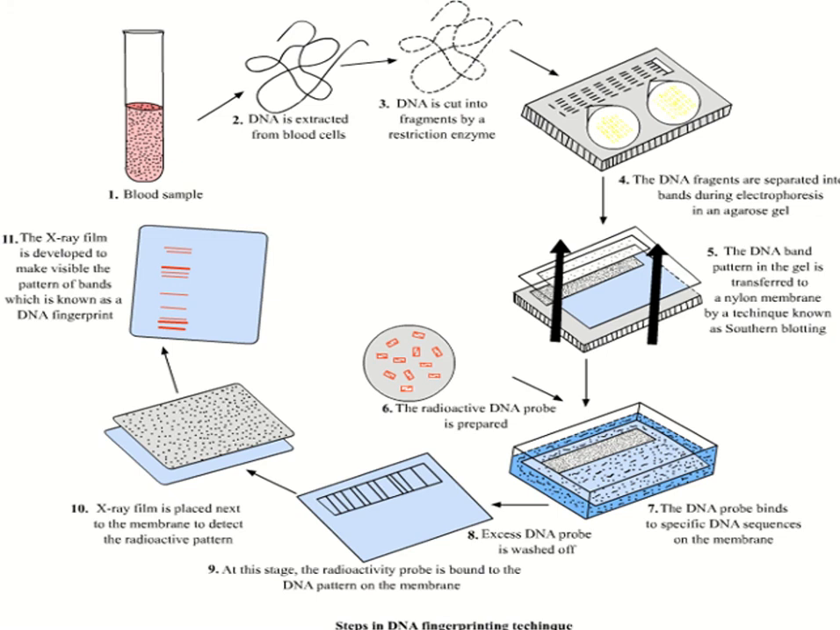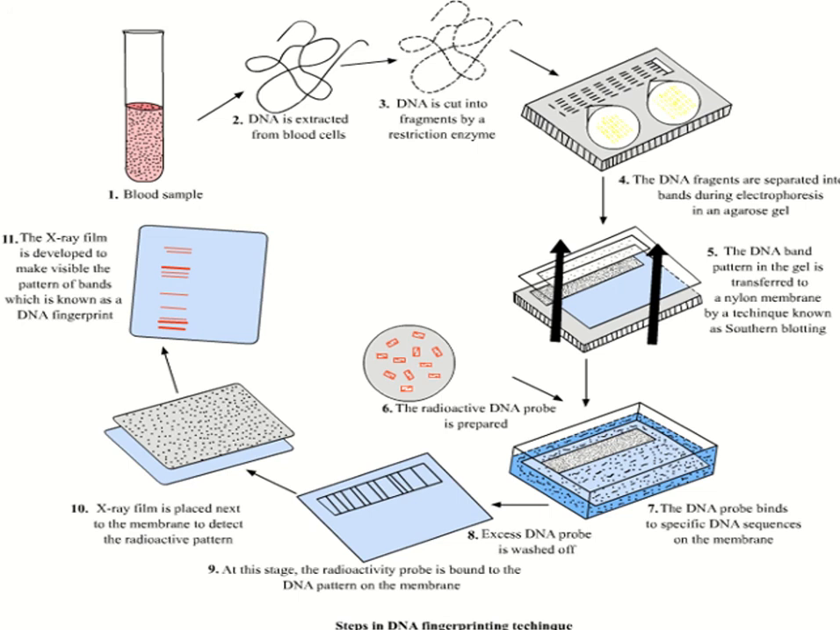Now here you are seeing in the first step we have taken a blood sample, and in the second step DNA is extracted from blood cells. In the third step DNA is cut into fragments by restriction enzymes. In the fourth step, the DNA fragments are separated into bands during electrophoresis in an agarose gel. And the next step, the DNA band pattern in the gel is transferred to a nylon membrane by a technique known as Southern blotting.